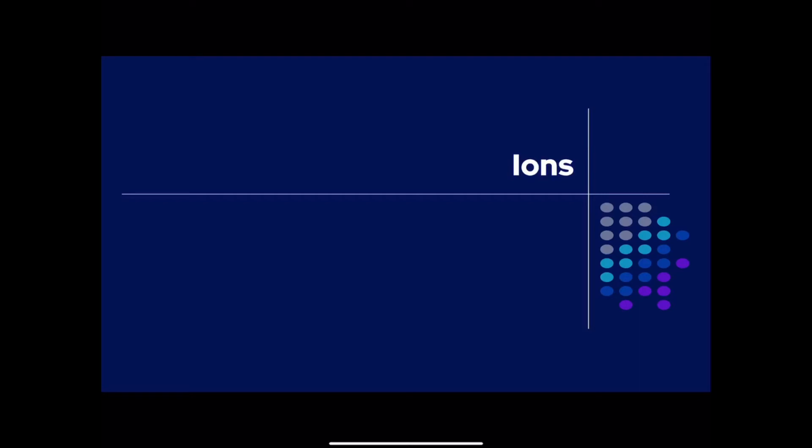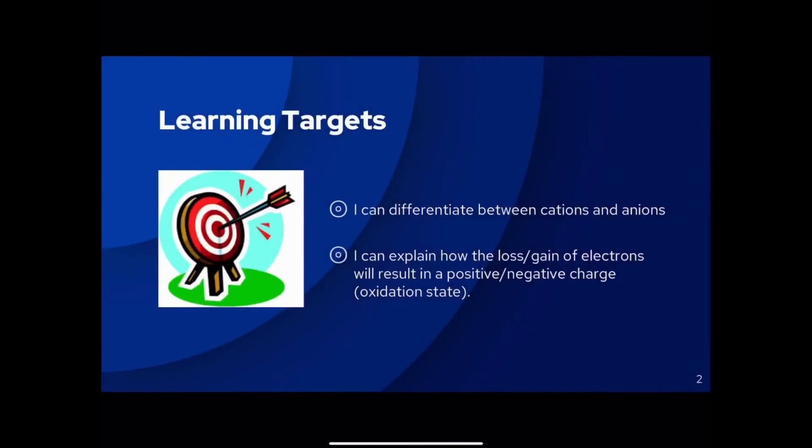Today's lesson is on the topic of ions. Our learning targets include being able to differentiate between cations and anions and being able to explain how the loss or gain of electrons will result in a positive or negative charge, also called oxidation state.